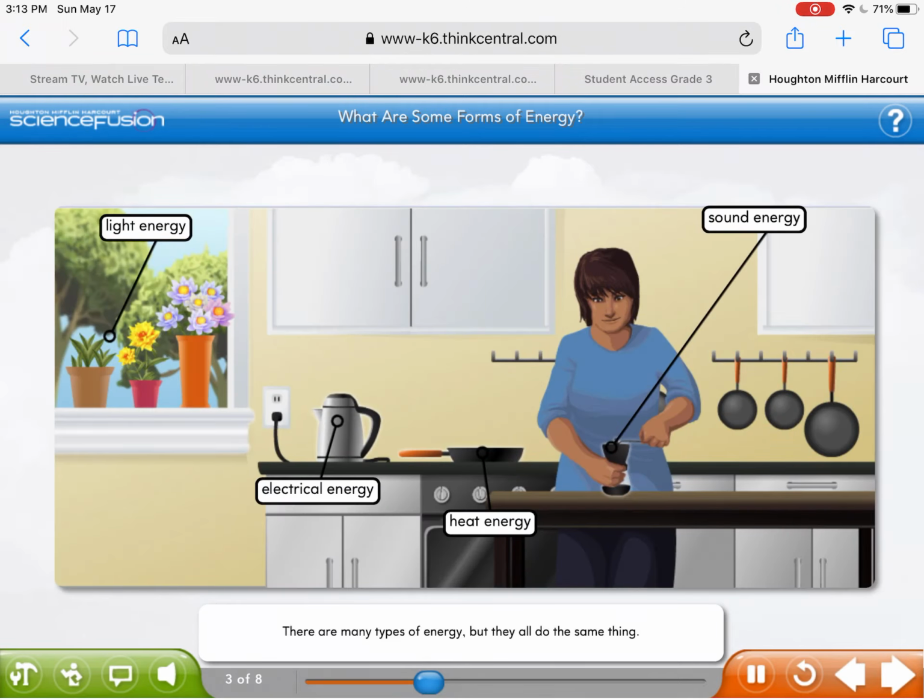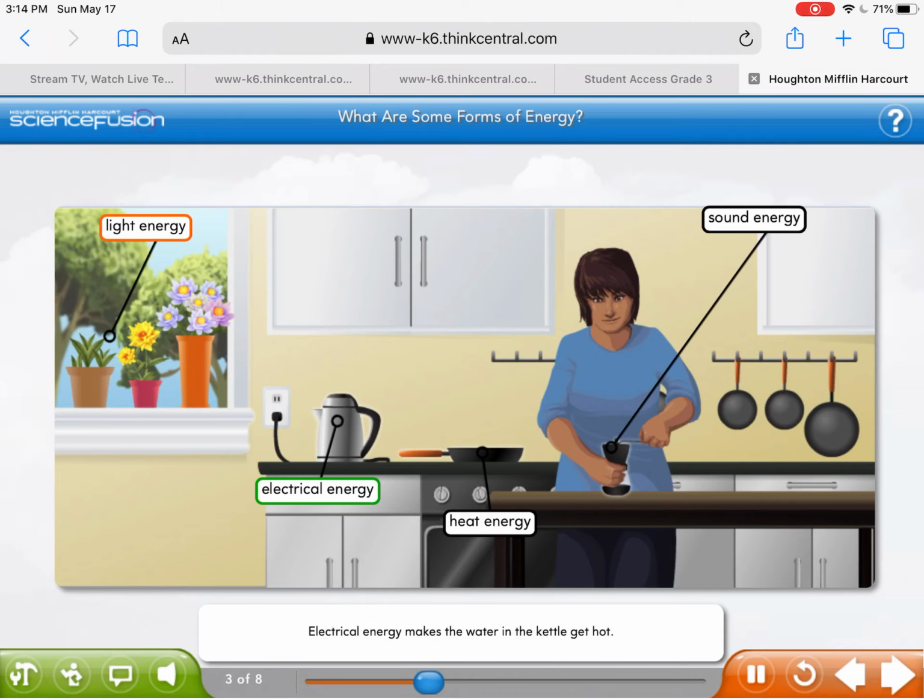There are many types of energy, but they all do the same thing. Energy moves or changes something. Click the terms to hear about each type of energy. Let's start with light energy. Light energy from the sun helps the plant grow. So it helps the plants grow. You also might have solar panels that use the light energy from the sun to power electrical things instead of using electrical energy.